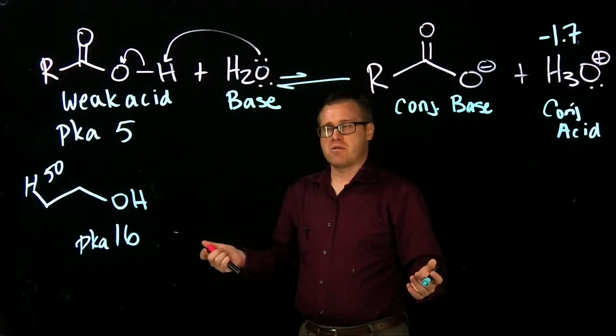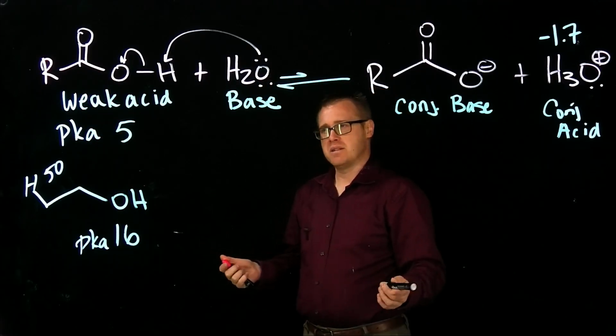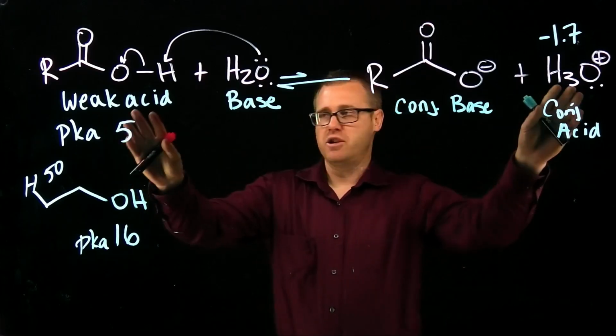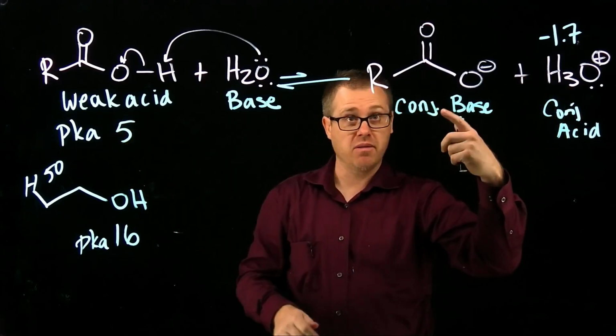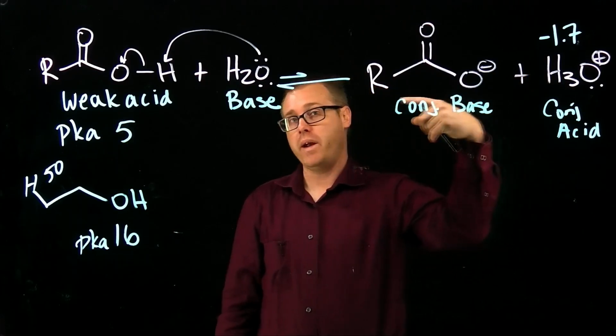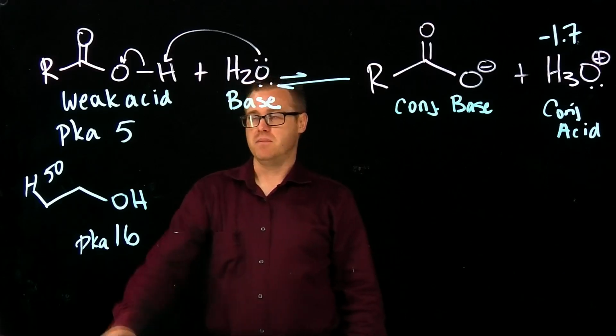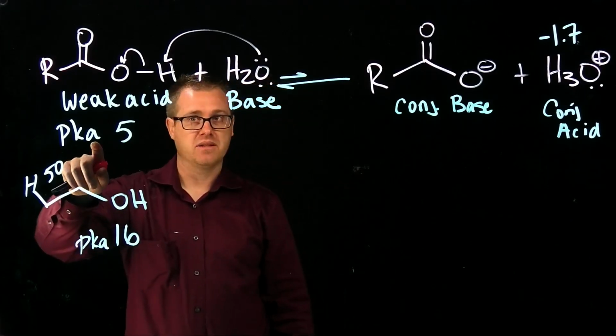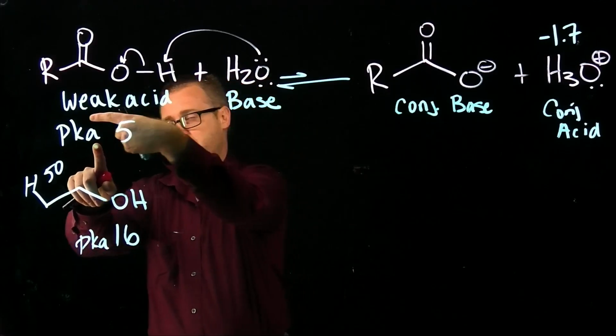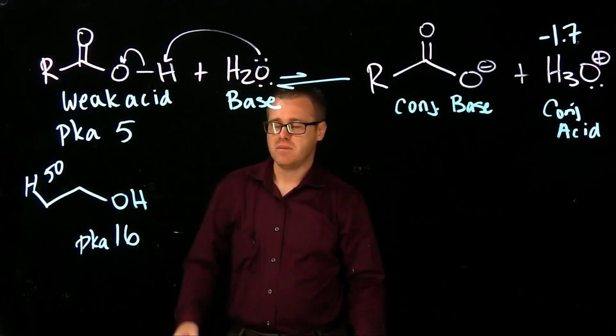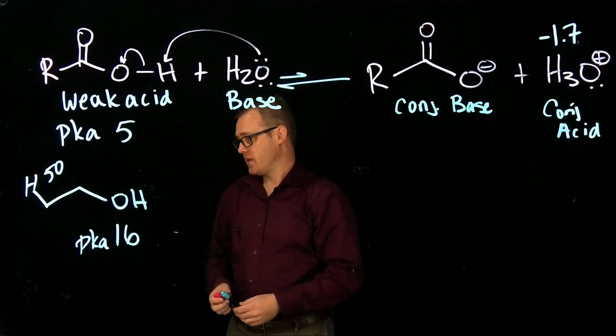And so there's a general rule that I teach my students. When you compare the two acids, the equilibrium arrow is going to favor or point towards the side where there's the weaker acid. And so because the carboxylic acid is weaker, equilibrium is going to favor it to the left. And that's how you know.